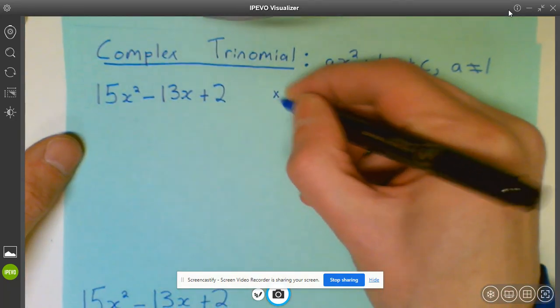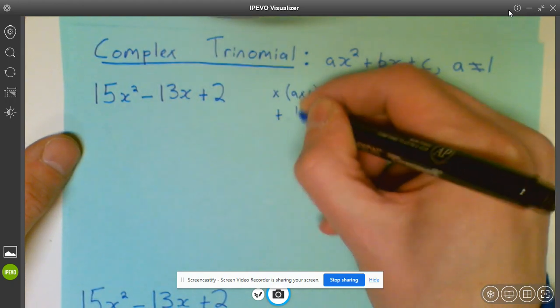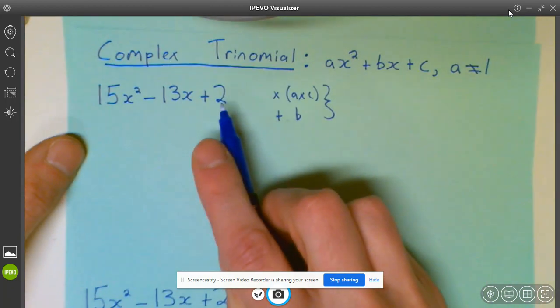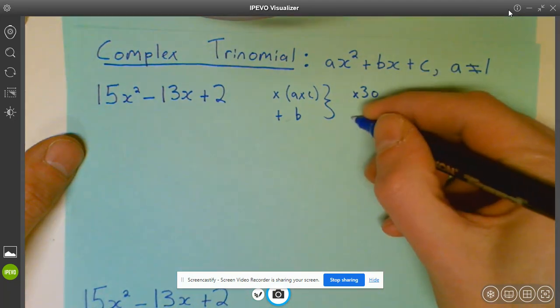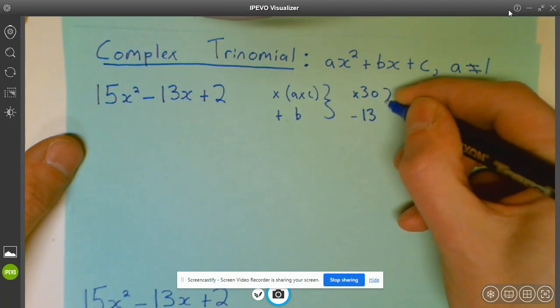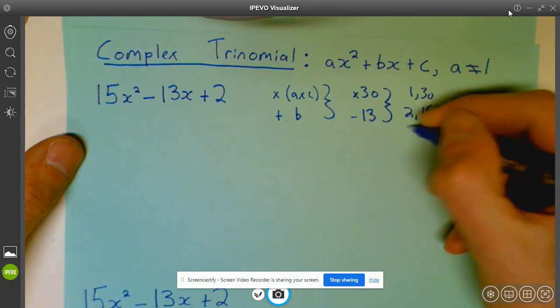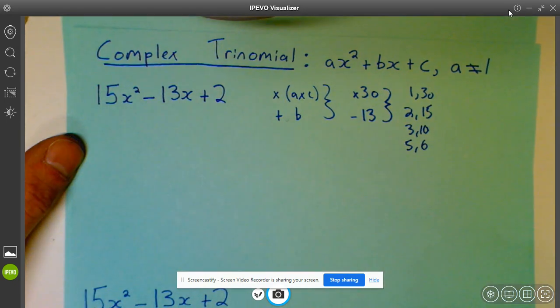And so what I'm looking for now is two numbers that multiply to a times c, and they're still going to add to b. So instead of just multiplying to 2, they're going to multiply to 2 times 15. So I'm looking for two numbers that multiply to 30 and add to negative 13. And again, I could write out those pairs. What numbers multiply to 30? I think I've just got those four pairs there.